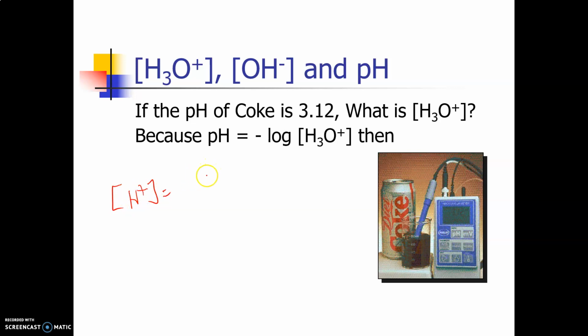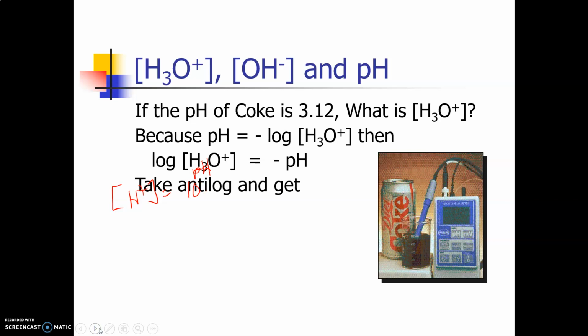Just 10 to the power of minus the pH. Sorry, the H should be capital. There it is. Taking the anti-log to get there, minus pH. The concentration of hydrogen equals 10 power of minus pH.